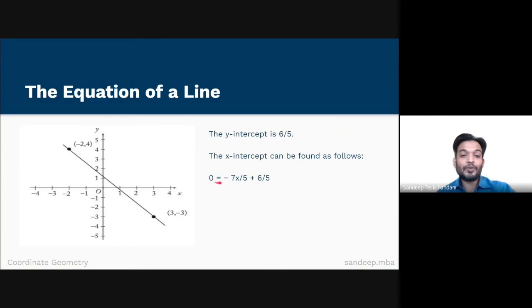0 is equals to minus 7x upon 5 plus 6 upon 5. Therefore, 7x upon 5 is equals to 6 upon 5. 5 and 5 will get cancelled and we'll get 7x is equals to 6. If 7x is equals to 6, then x is equals to 6 upon 7. Please note that both of these intercepts can be seen on the graph. Here is our x-intercept and here is our y-intercept.